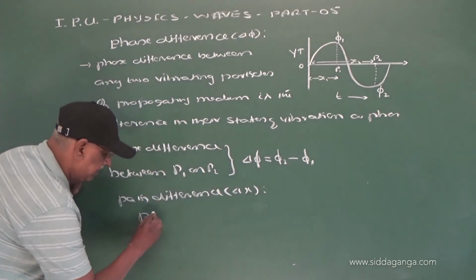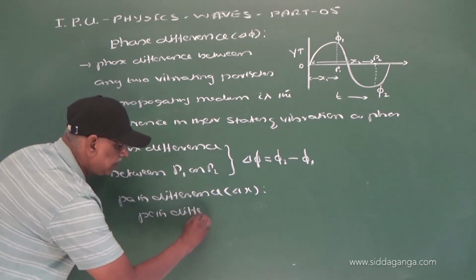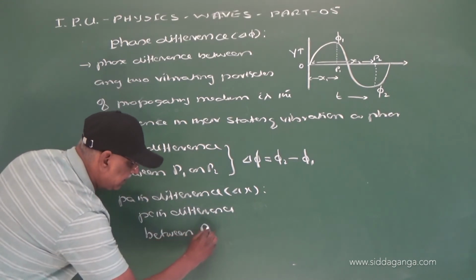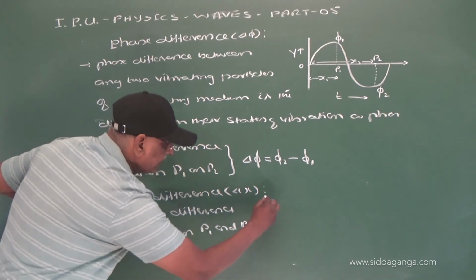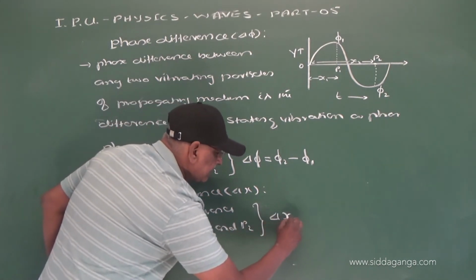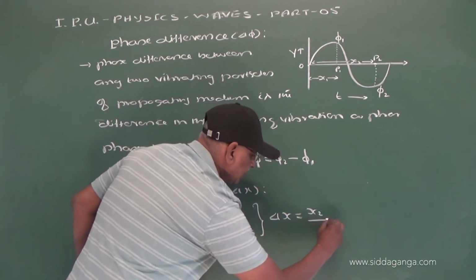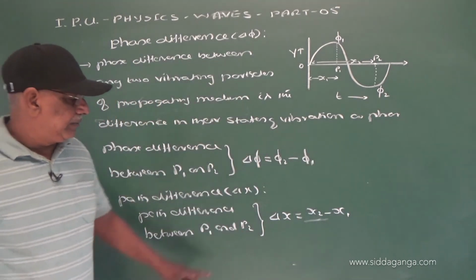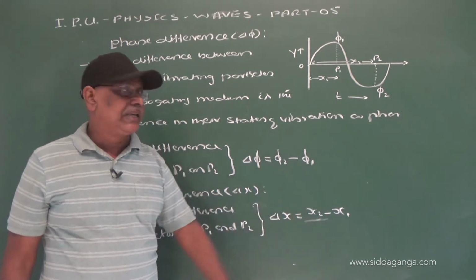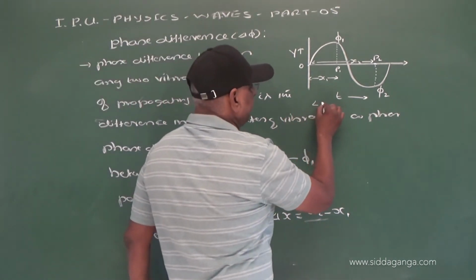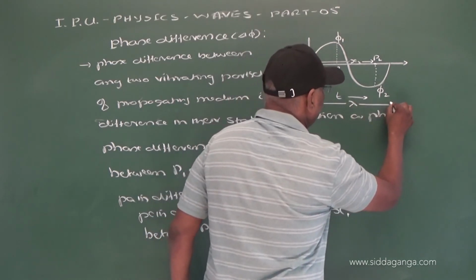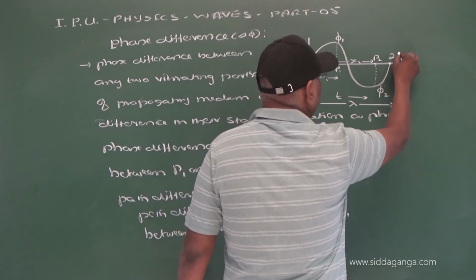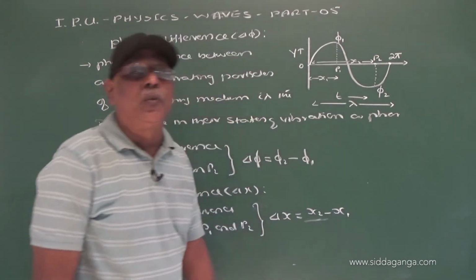So here path difference between the particles P1 and P2 is delta x is equal to x2 minus x1, right. The path difference is x2 minus x1. So generally this distance is lambda, and the phase at that point is 2 pi, right.